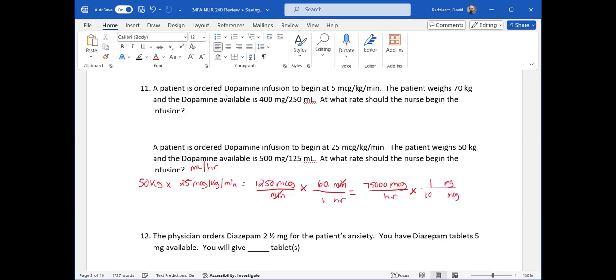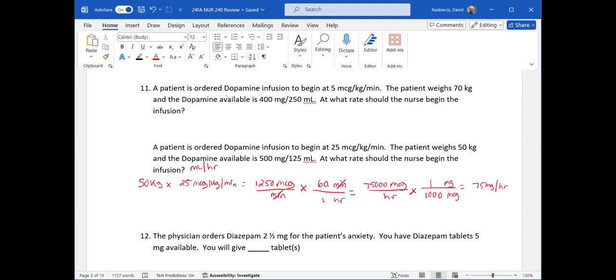1 milligram, 1,000 micrograms. And what I'm going to get is 75 milligrams per hour. So 75,000 divided by 1,000 is 75. So I have to do all that just to get to the available dopamine, the 500 milligrams per 125 ml. Okay. So you have to do all that kind of prep stuff.